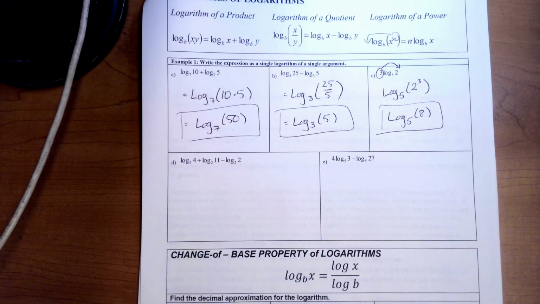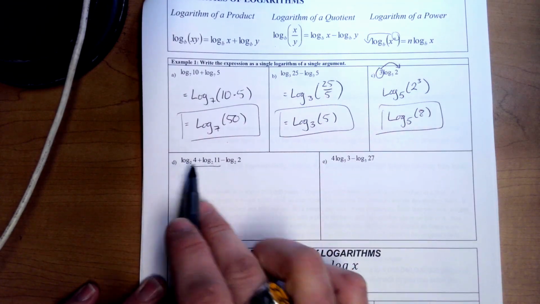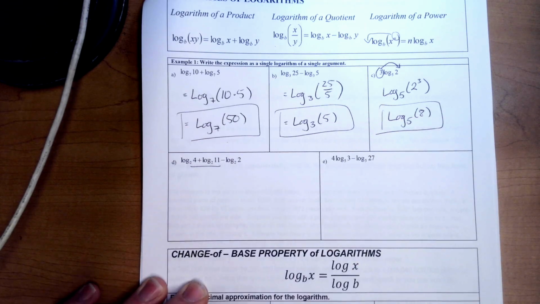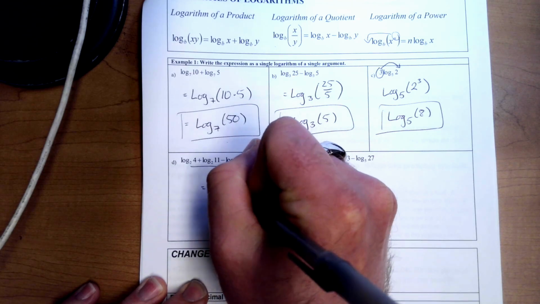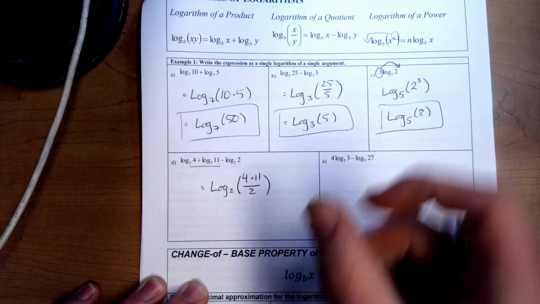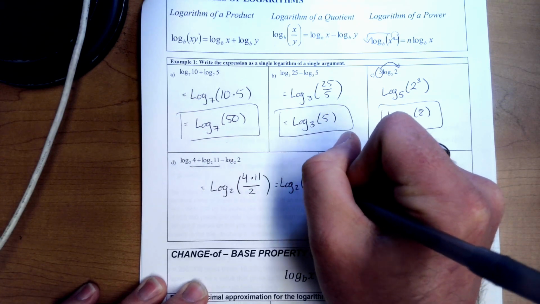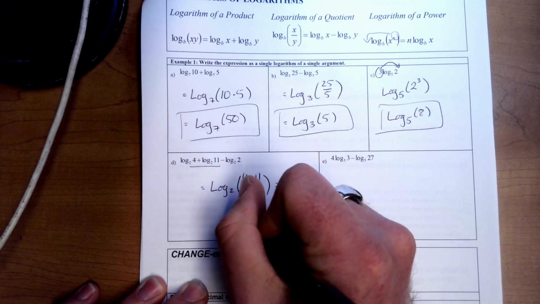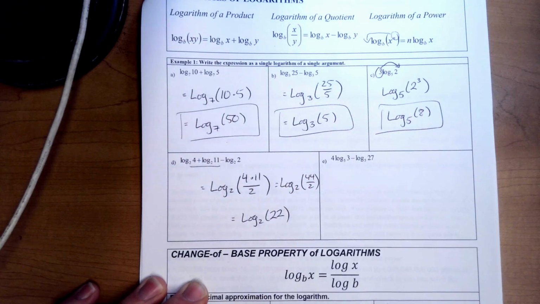And again, so long as your base is the same, you can mix and match these rules. So if I'm adding these two but subtracting this one, we can multiply anything that's got a positive log and then divide by anything that's got a negative log. So we can actually turn this into the log base 2 of 4 times 11 over 2, or the log base 2 of 44 over 2, and then 44 divided by 2 is 22, which is not a nice power of 2, so we'll just leave it there.